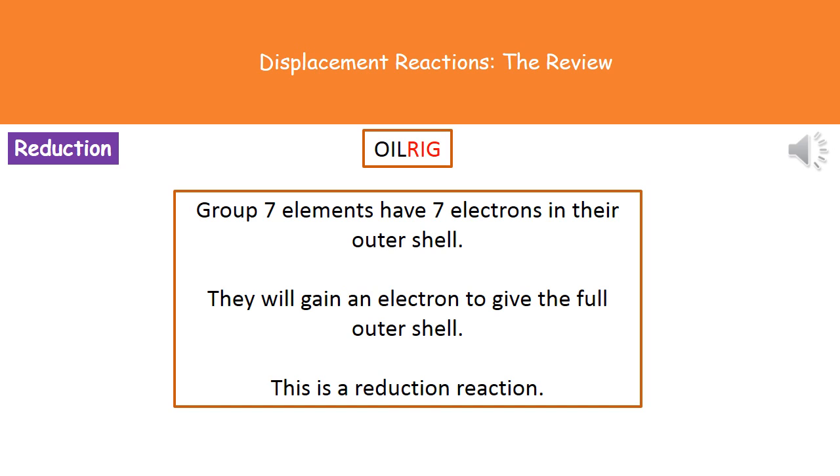With group 7 elements, they've all got 7 electrons in their outer shell, and we know that because they're in group 7. So what we actually find is they will gain an electron to give them a full outer shell. Because they've gained an electron, we know that that is a reduction reaction.